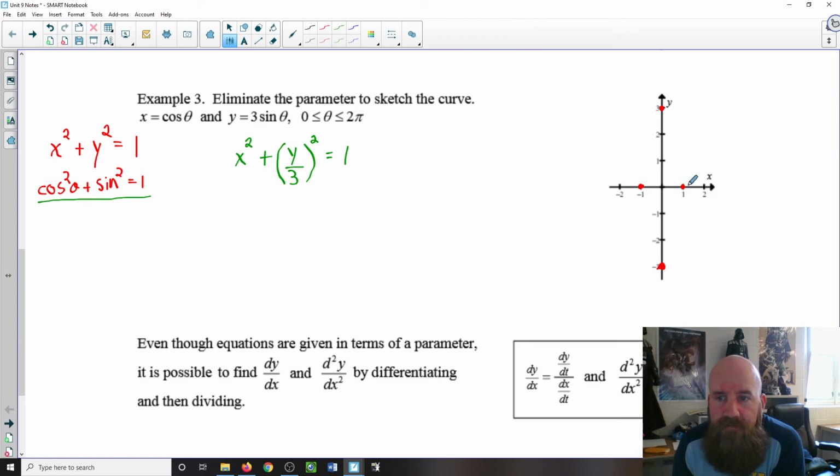We're going from 0 to 2 pi. We know in the unit circle that would start on the right hand side here and go in the counterclockwise direction. So this parametric is heading around counterclockwise, so you can put your arrows on there. We know it's heading this way.